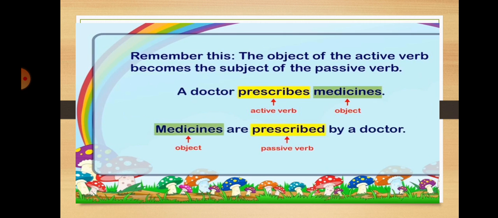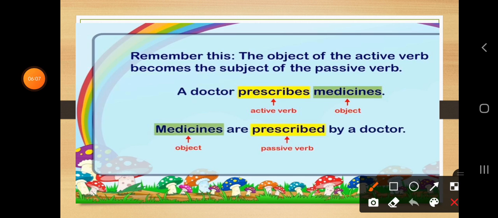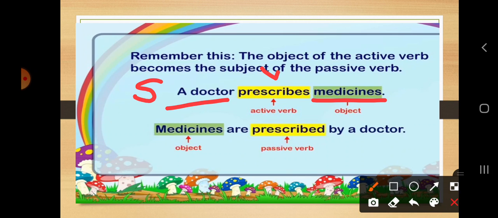Let's have another example. A doctor prescribes medicine. A doctor is subject here, prescribes verb and medicine object. In a passive sentence, medicine will come on the first place.